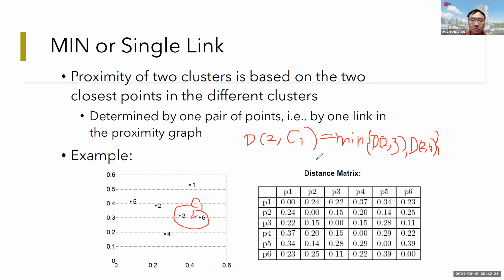And for 1, the same story. For data points 1 and C1, the same story: the minimum between D13 and D16. The D indicates the distance. All right, this is the single link.